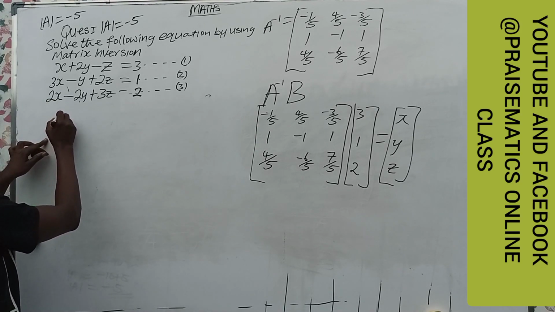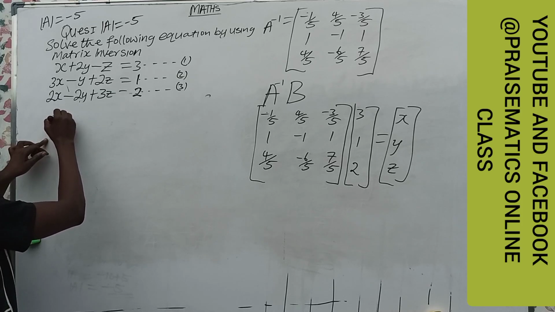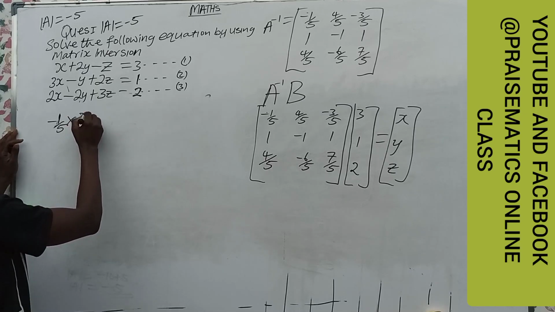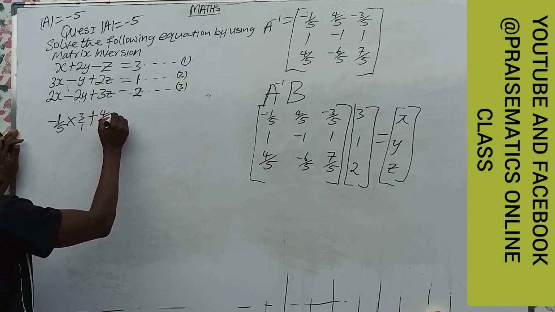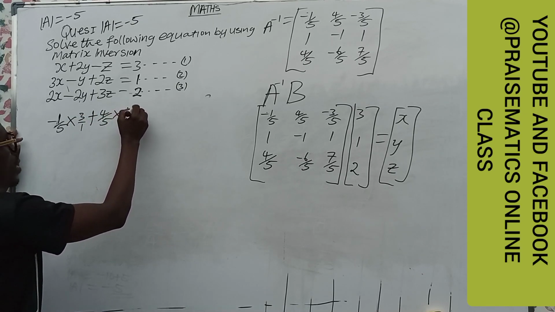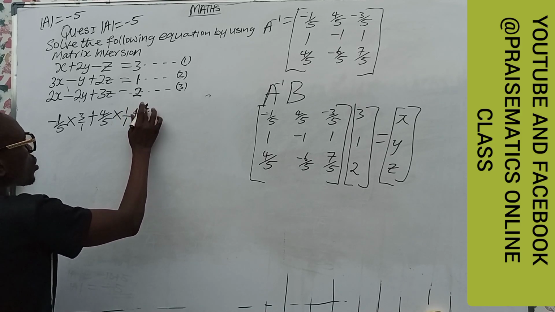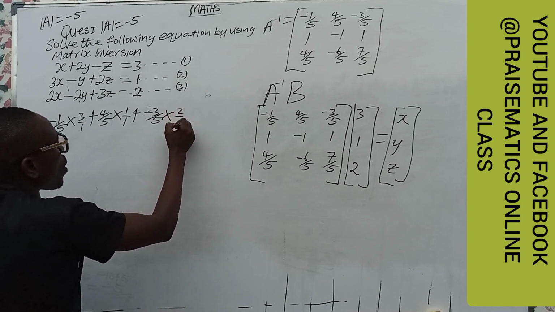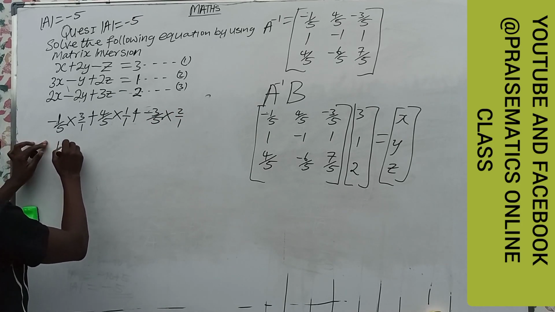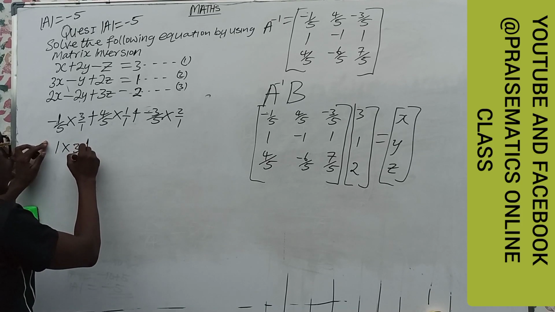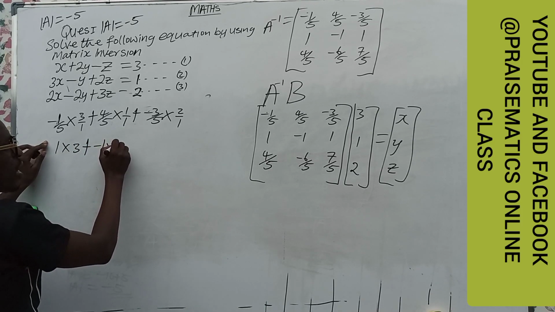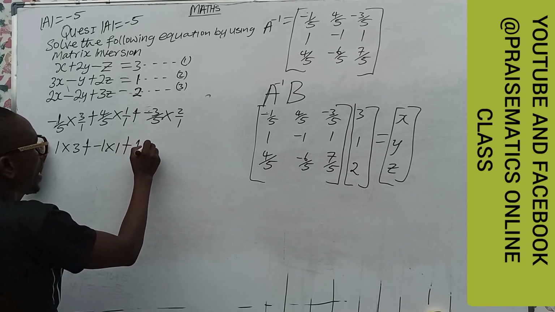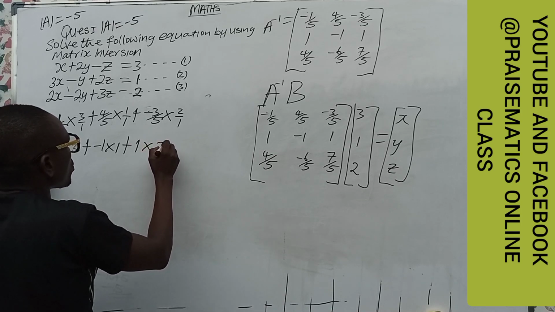Minus 1 over 5 multiplied by 3 over 1, plus 4 over 5 multiplied by 1 over 1, plus minus 3 over 5 multiplied by 2 over 1. Next row: 1 times 3, plus minus 1 times 1, plus 1 times 2.